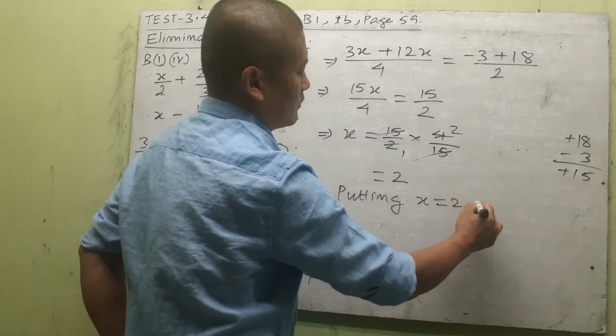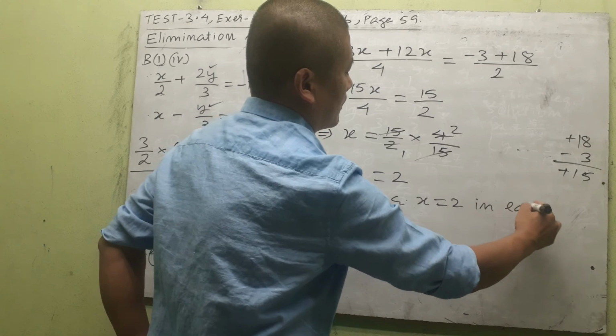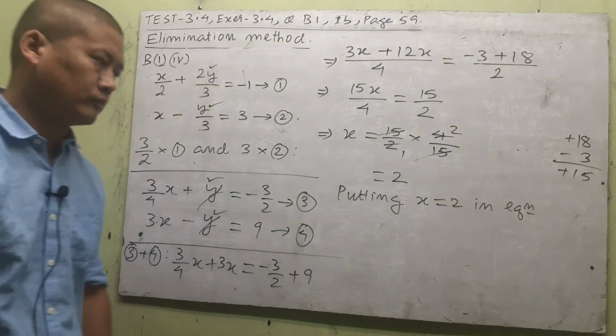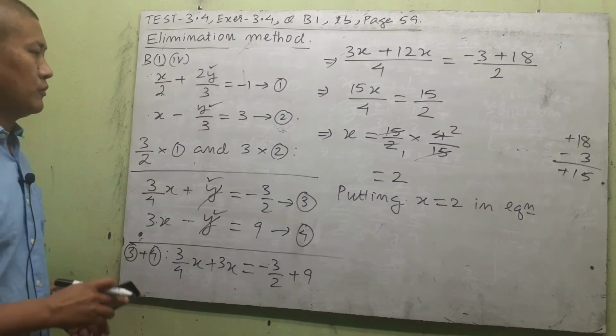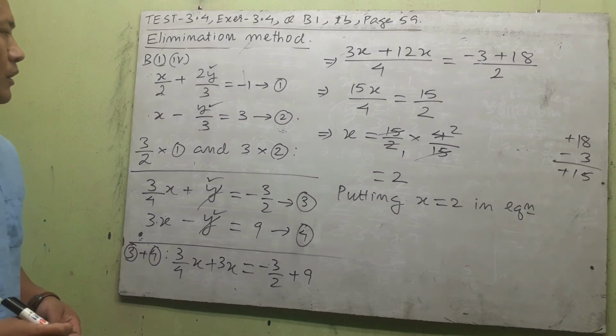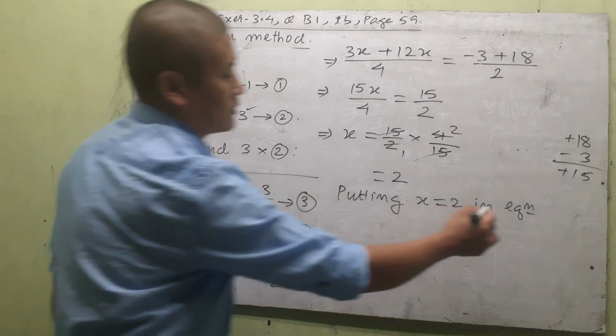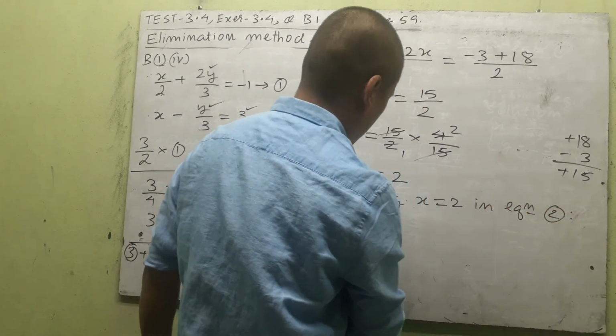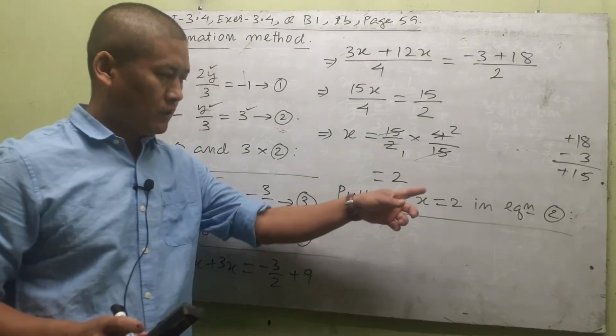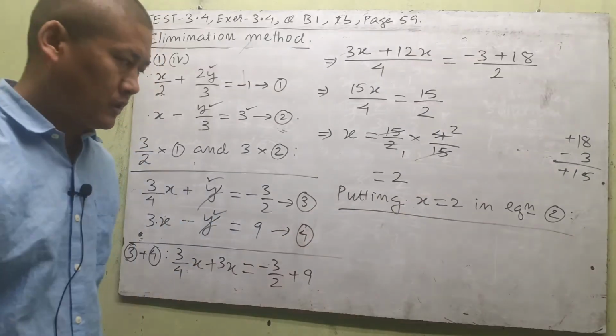So to find y, putting this x equal to 2 in equation 1 or 2, it's up to you. Which one looks simpler for you? You can choose, maybe 2 we can take. So take 2 in equation 2. As I've been saying, even if you were to put in 1, you will get the same value for y. It will not be changing.